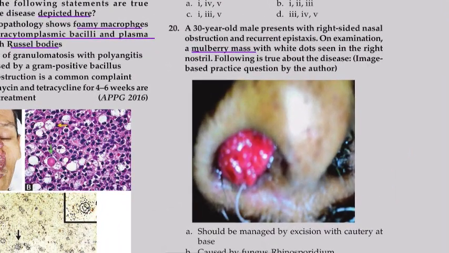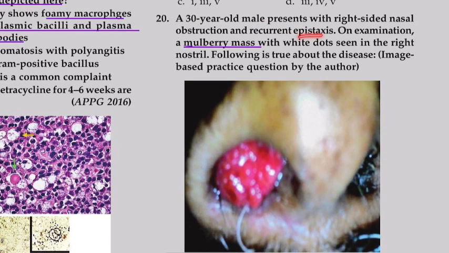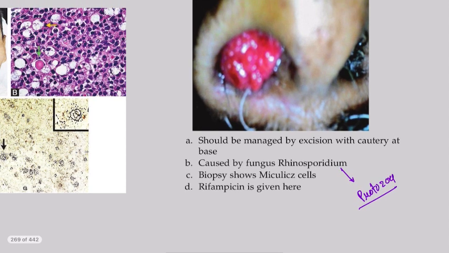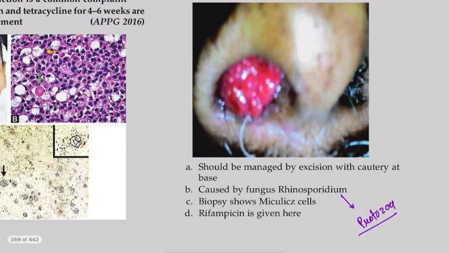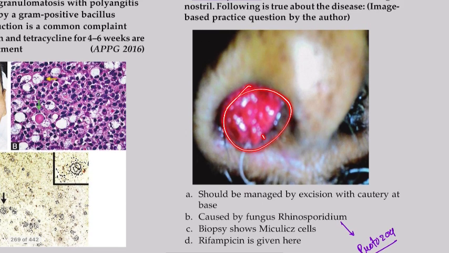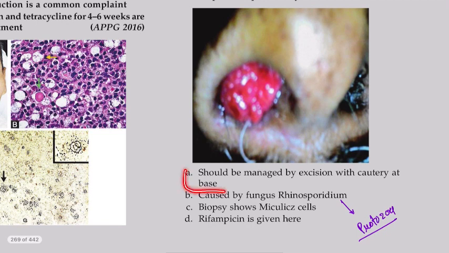Now here you can see a 30-year-old male presenting with right-sided nasal obstruction and recurrent epistaxis. Examination reveals a mulberry mass. Okay, mulberry mass. If you remember, where was our mulberry mass, with white dots on the right nostril? The following is true about the disease, right? Now here it is our strawberry mass or mulberry mass, right? What you can say is it is rhinosporidiosis, right?